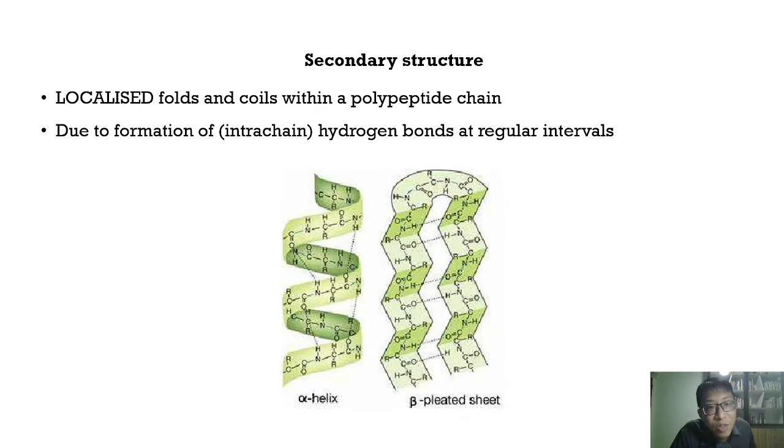Okay, next up, the secondary structure. This refers to the localized folding and coiling within a particular polypeptide chain. Localized because we are looking at how just a segment of the polypeptide chain is folded or coiled, not the entire polypeptide chain. So the word to describe this is localized. The folding or coiling would involve the formation of hydrogen bonds at regular intervals. Intra-chain, because there's only one polypeptide chain, so the hydrogen bonds are within this chain.